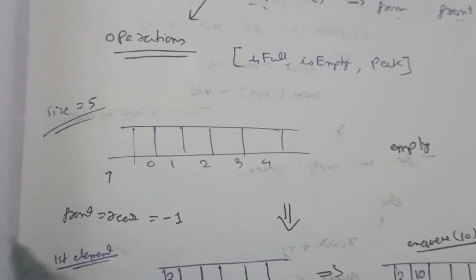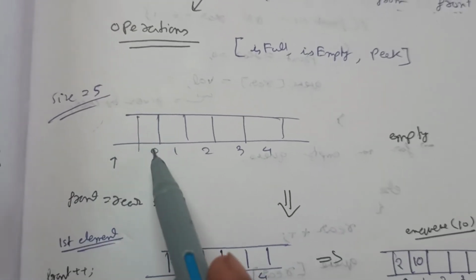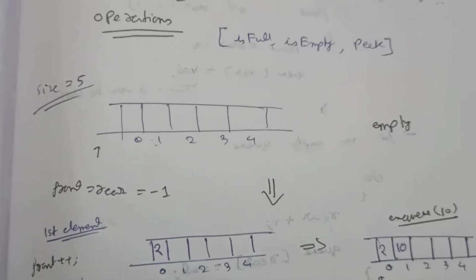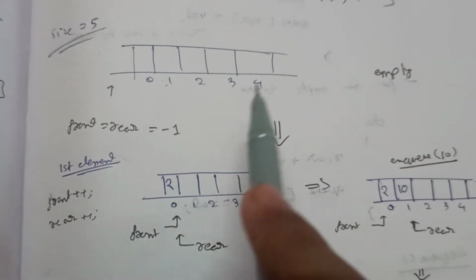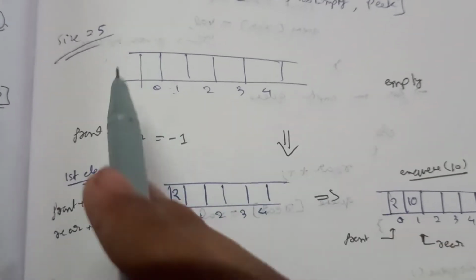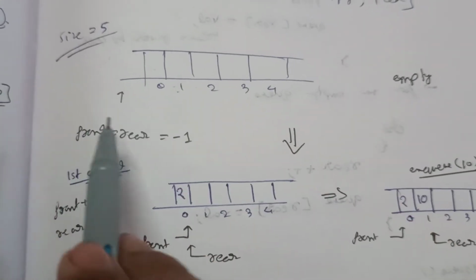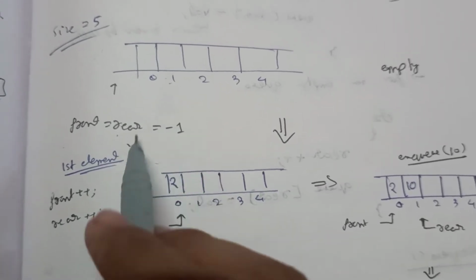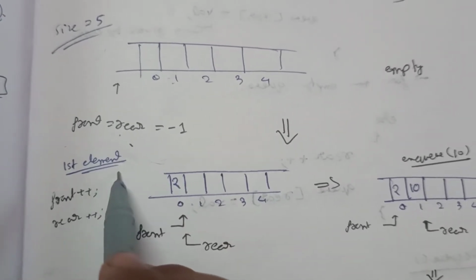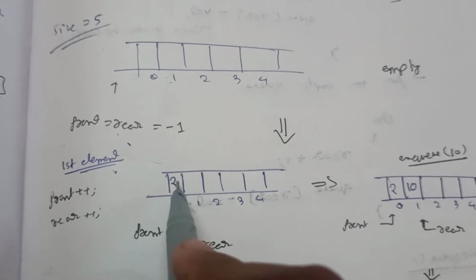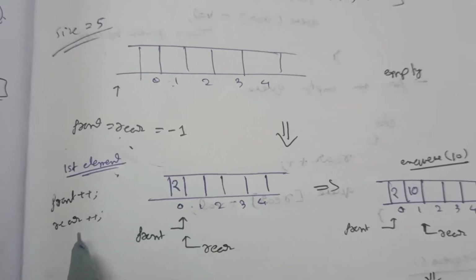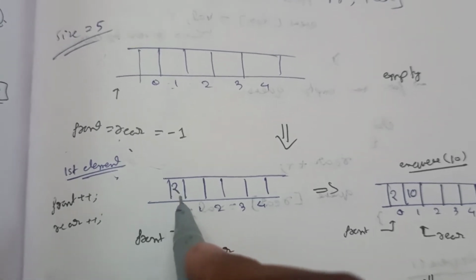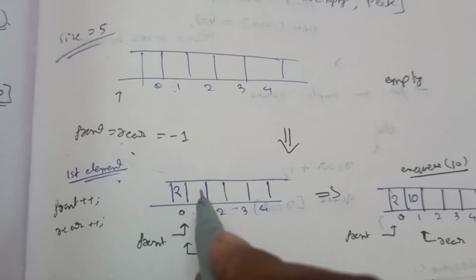Suppose we have a queue of size 5, so it is just like an array 0 1 2 3 4. We are implementing the queue with an array, so this is now an empty queue. For an empty queue, the front and rear values are both -1. Whenever the first element is inserted in a queue, suppose 2 is inserted, then we increment front and rear both by 1. So now front and rear both are 0, because there is only one element.